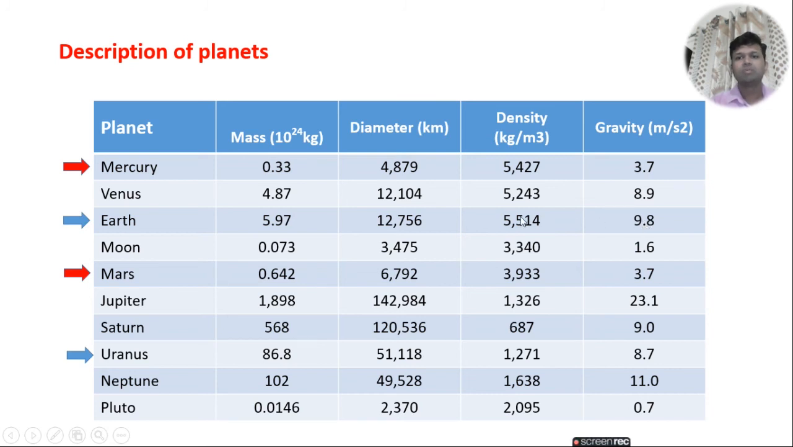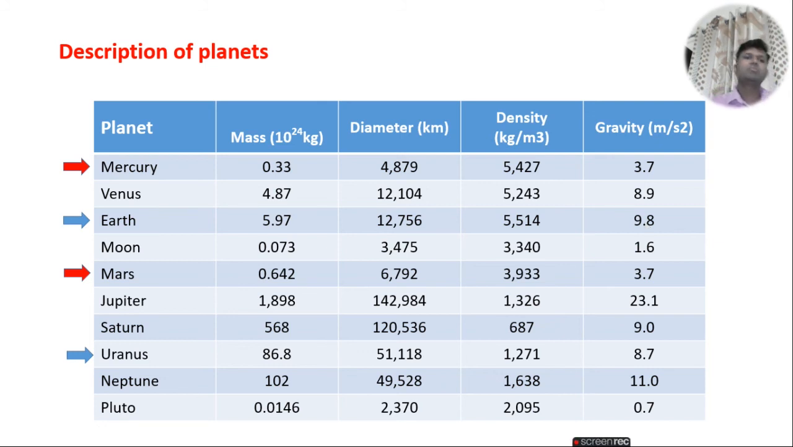Why is it so? Because one more parameter is also there, that is density, and the density of Earth is 5514 kg per meter cube, whereas the density of Uranus is 1271. So Earth is denser than Uranus, that is why its gravity is 9.8 meter per second square.